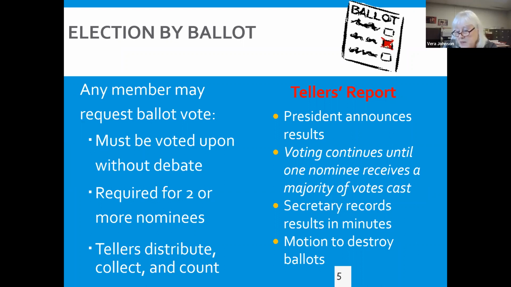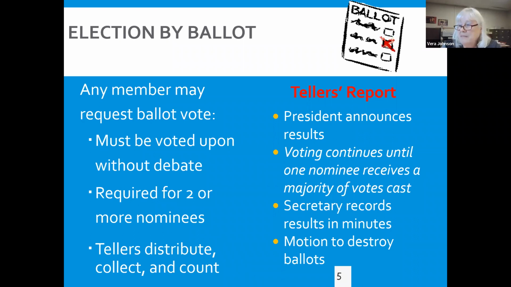The tellers committee chair reports the election result in writing. The report should include the number eligible to vote, the number of votes cast, the number needed to elect, which is 50% of votes cast plus 1, the number received by each candidate, and the number of illegal ballots.